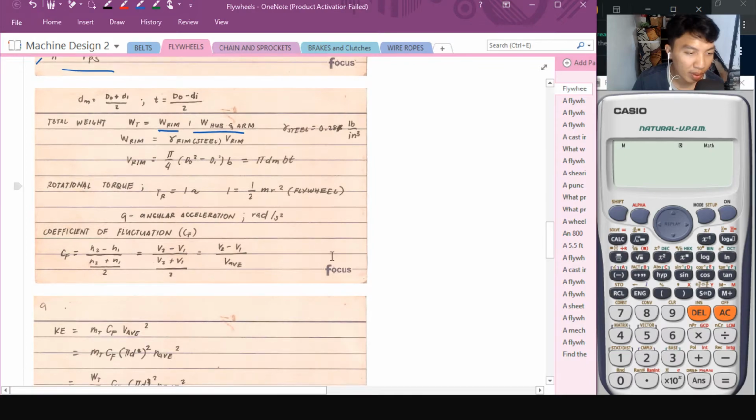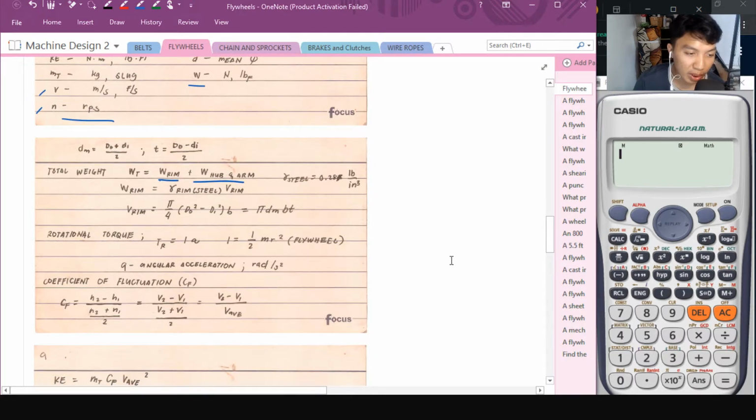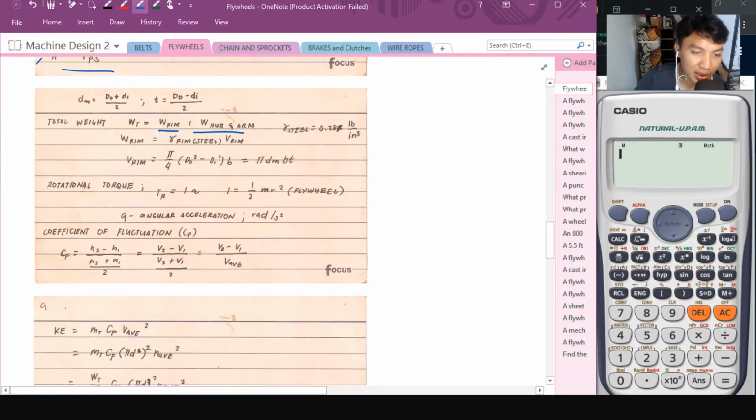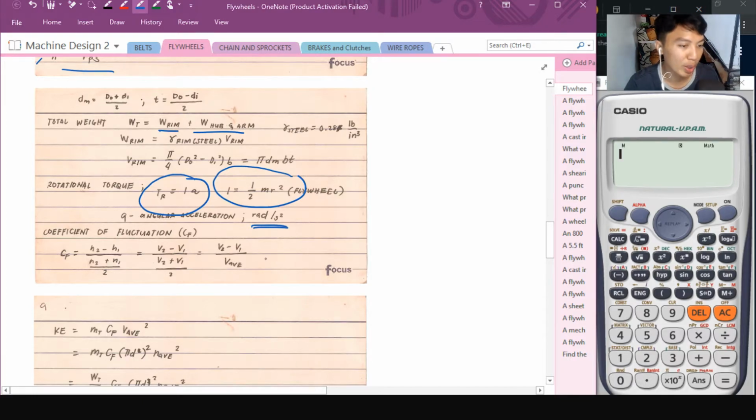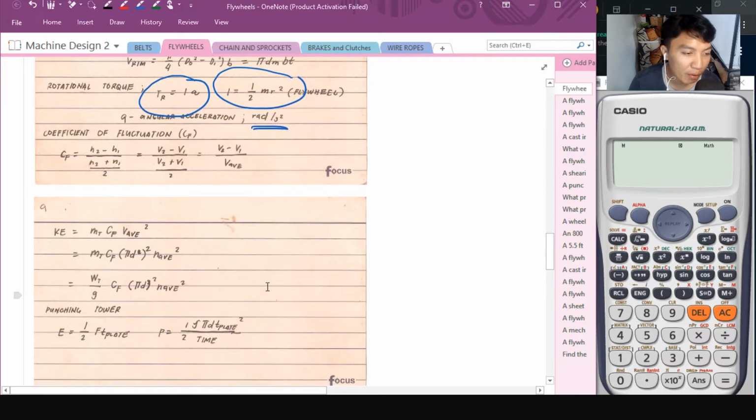Okay? So, for the rotational torque, ayan din, binigay naman sa inertia. Okay? Inertia and then the rotational torque. A is the angular acceleration that is measured in radians per second squared. Okay? If binigay naman yung coefficient of fluctuations, ito rin yung gagamitin mong formula.